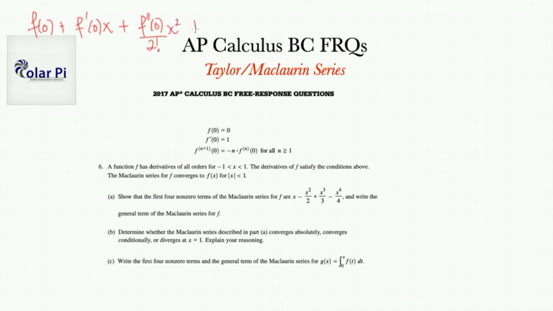X squared, and then plus f triple prime of 0 x cubed over 3 factorial, right? Okay, that's the first 3 non-zero terms. Oh, 4. Okay, these are 4. 1, 2, 3, 4. I don't know how to count. So f of 0 is 0, so we have to actually write one more. So the 4th derivative evaluated at 0, and then x to the 4th over 4 factorial, right?